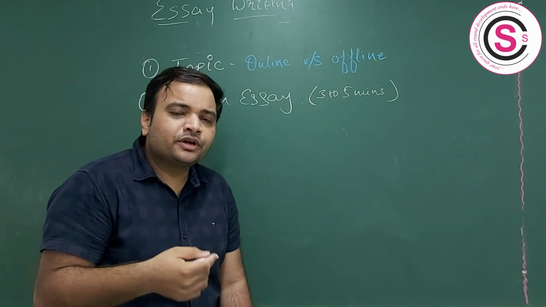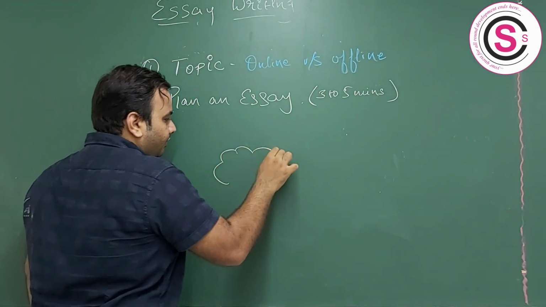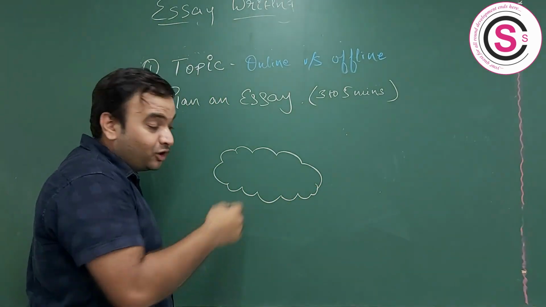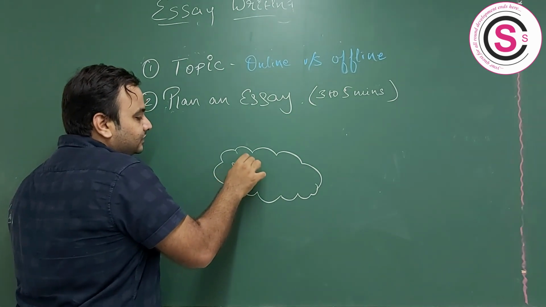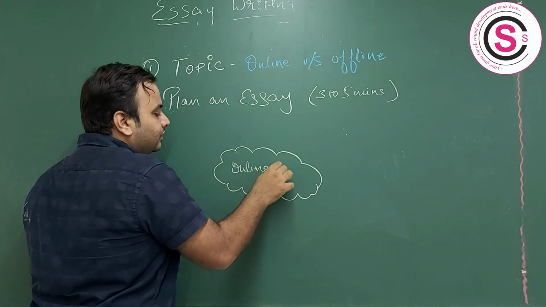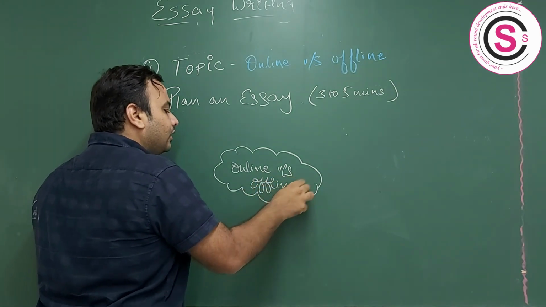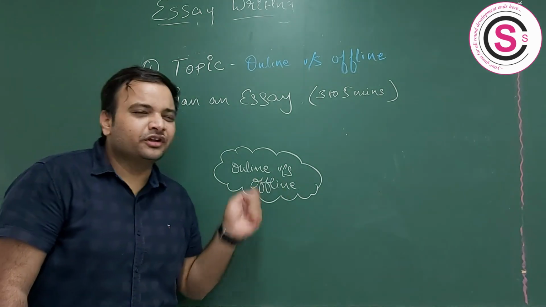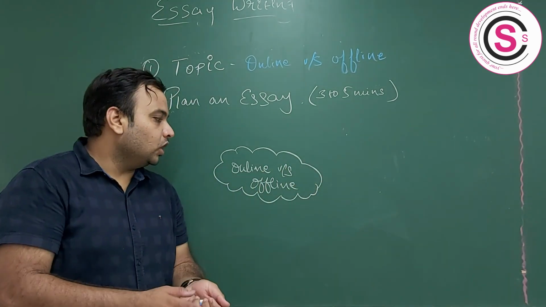So, what you are going to do in the planning, first of all, just make a cloud. I call it a cloud method, right? So, you have to write online versus offline shopping. I'm not mentioning shopping here, this is just the planning so you know what you are writing, right? So online versus offline.